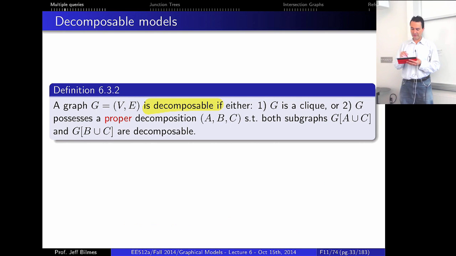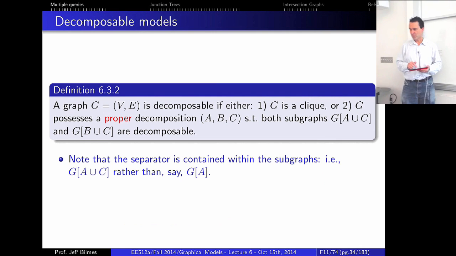This is, again, the subgraph. Everybody remember what this means, hopefully. This is the subgraph induced by the vertices A union C. That basically means that we take all of the vertices indexed by A and C, we throw away any vertices not in A and C, and we only take the edges incident to vertices both in A and C. So it's a vertex-induced subgraph. The other thing to note is that the separator is contained in both subgraphs. So in the decomposition, we essentially have the separator on both sides.